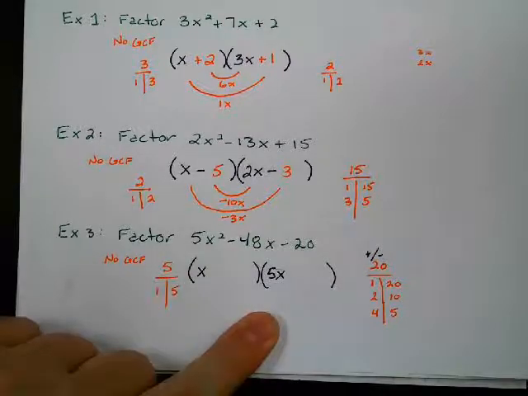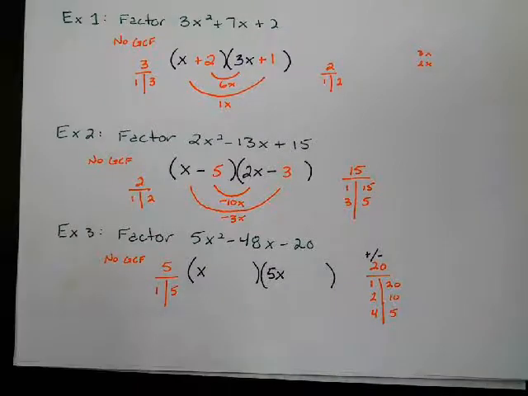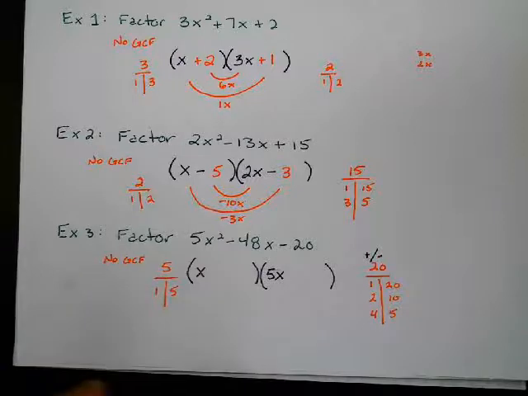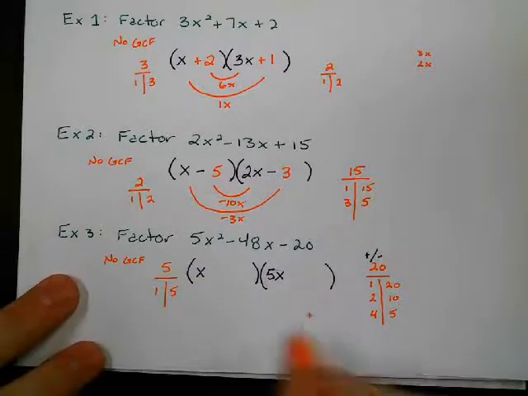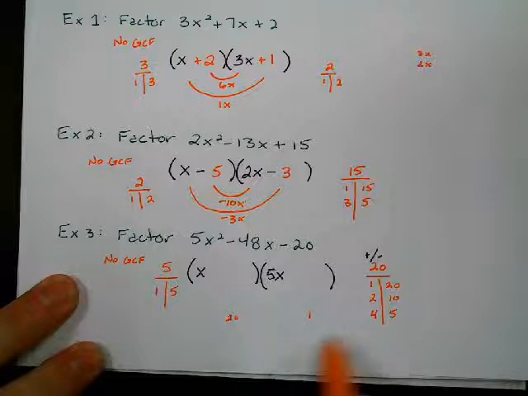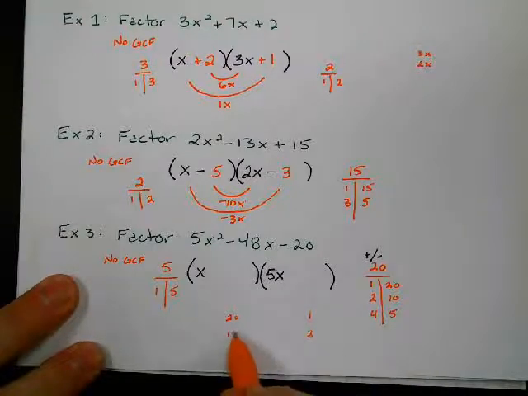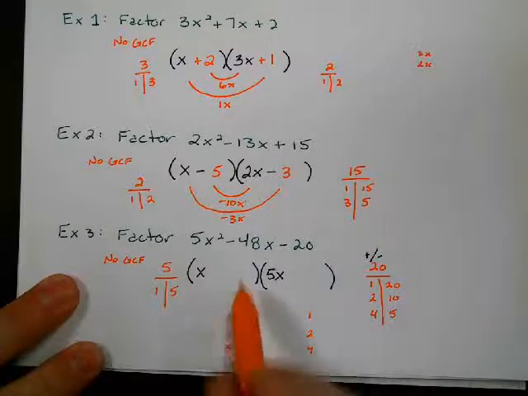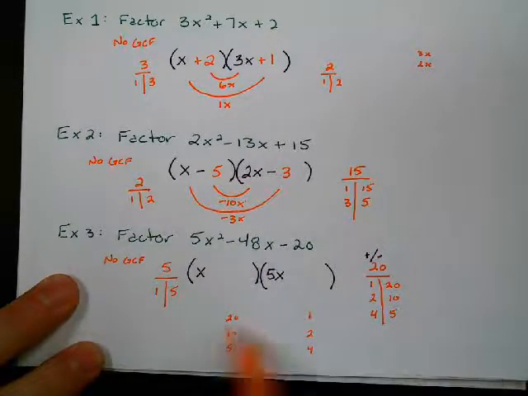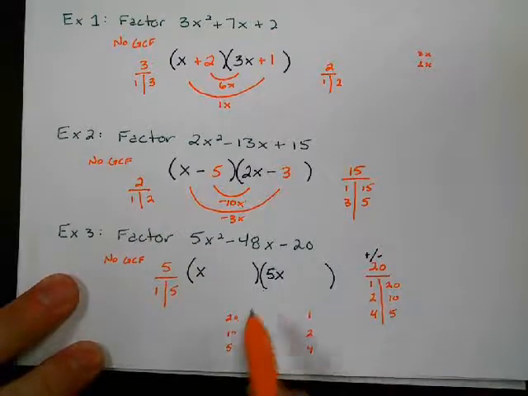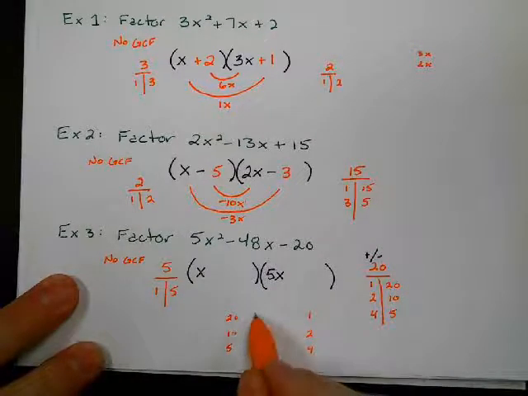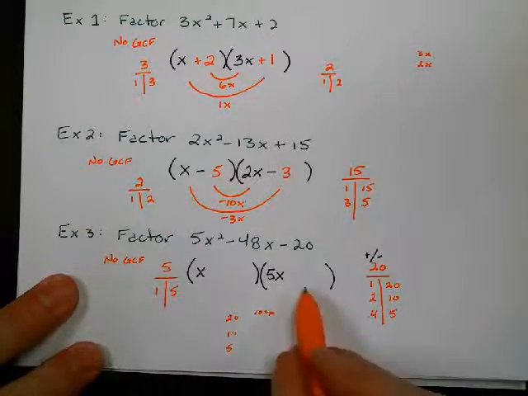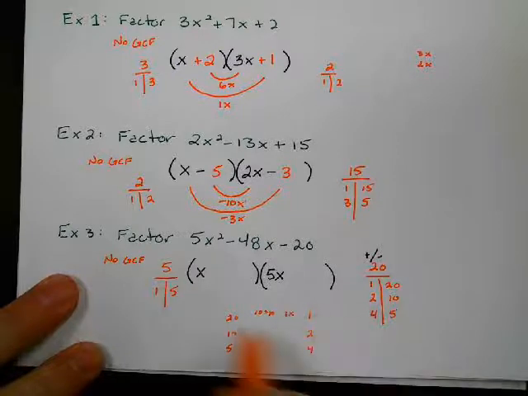All right, so I need to try 1 and 20. So let's just kind of write those down. 1 and 20. I need to check 2 and 10. I need to check 4 and 5. Now remember, these have to subtract to give us a negative. So one of these is going to be positive, one of them is going to be negative. So if I did 5x times 20, that would be 100x. I think you can see that's going to be way too big. And then this one would be 1x, because I'm going to do x times the 1 over here. So yeah, that's not going to work.